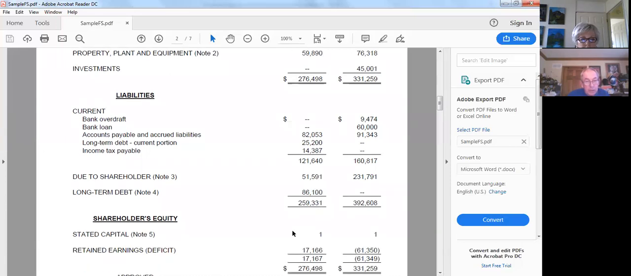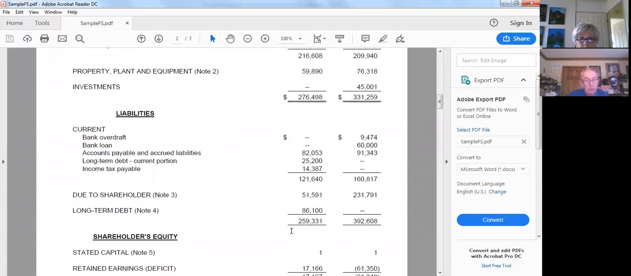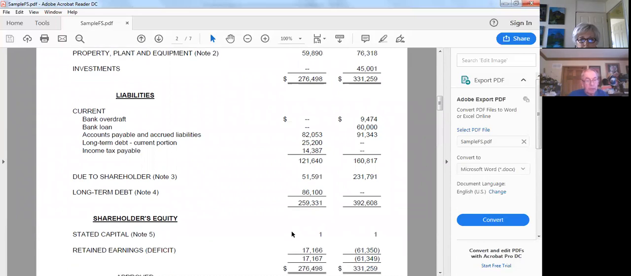Finally, there's shareholders' equity. Now, shareholders' equity will typically have two components to it. It doesn't have it on this one, but typically there'll be two components. One is paid-in capital, which is the amount of money your equity investors have paid in, which is the amount of money you sold shares for. Retained earnings is a cumulative number that shows the amount of money that you've earned over time.